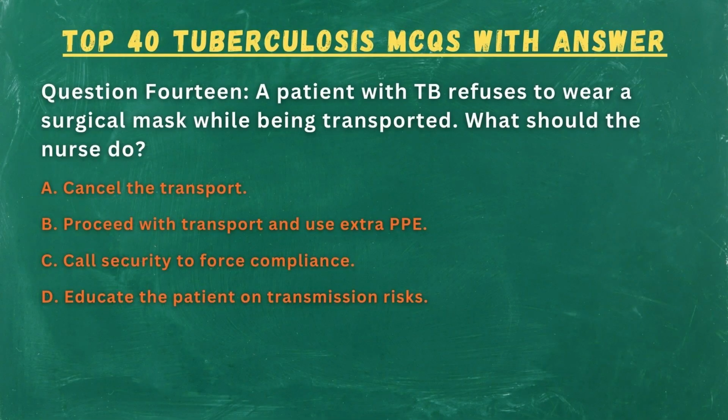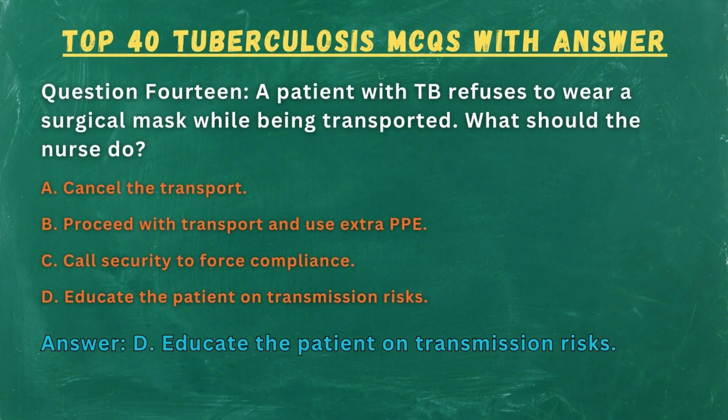Question 14. A patient with TB refuses to wear a surgical mask while being transported. What should the nurse do? A. Cancel the transport. B. Proceed with transport and use extra PPE. C. Call security to force compliance. D. Educate the patient on transmission risks.